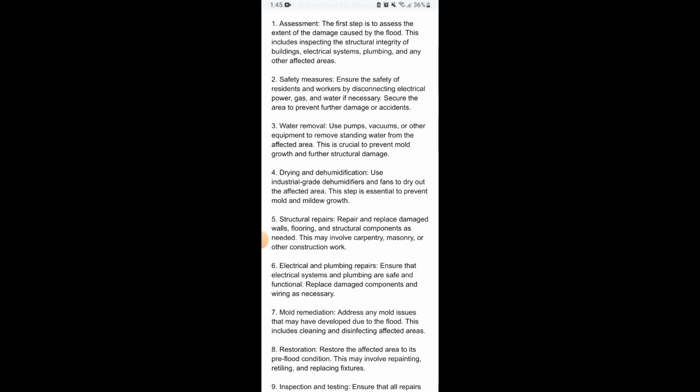Ensure the safety of residents and workers by disconnecting electrical power, gas, and water if necessary. Secure the area to prevent further damage or accidents. Step number three, water removal. Use pumps, vacuums, or other equipment to remove standing water from the affected area. This is crucial to prevent mold growth and further structural damage.